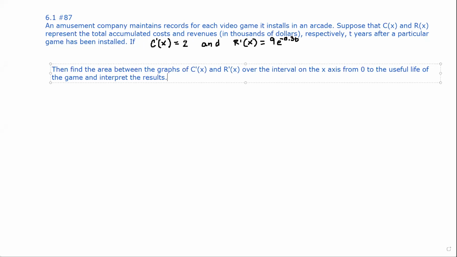If C prime of X is 2 and R prime of X is 9e to the negative 0.03t, then find the area between the graphs over the interval on the x-axis from 0 to the useful life of the game and interpret the results. So let's look at the graph of this.